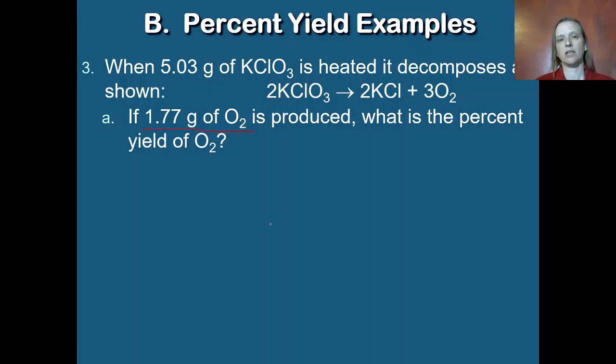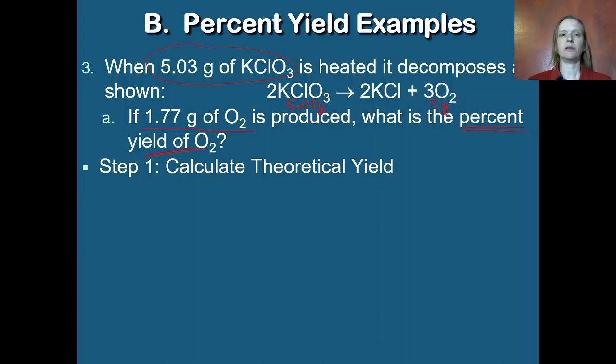I'm going to need to calculate how much oxygen is produced when I start with this much potassium chlorate. So I'm starting with 5.03 grams of potassium chlorate, that's my known, and I need to calculate how many grams of oxygen I have so that I can calculate the percent yield. Generally speaking, the substance that you're calculating the percent yield for is your unknown, unless it's a backwards question, which we're going to look at next.